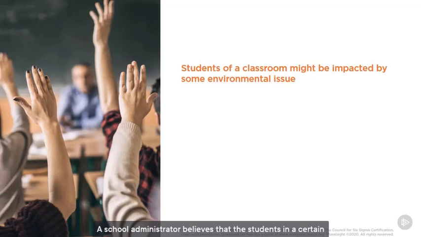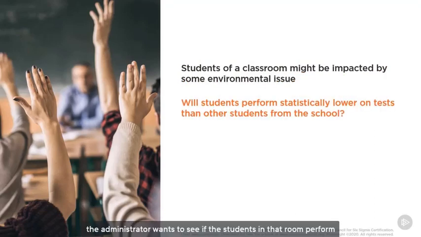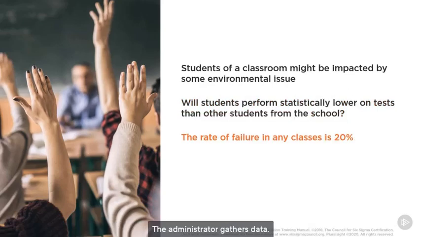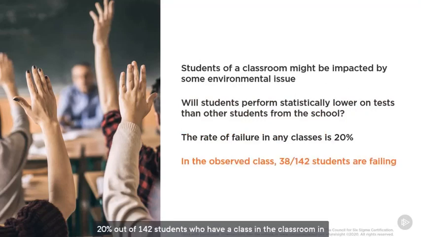A school administrator believes that the students in a certain classroom are being affected by some environmental issue with that room. The administrator wants to see if the students in that room perform statistically lower on tests than the students throughout the school. She has already noted that different classes in that room are taught by other teachers who also teach in the other rooms, which means she ruled out a teacher influence. The administrator gathers data. The rate of failure for classes taught in any other classroom is 20%. Out of 142 students who have a class in the classroom in question, 38 are failing that particular class.